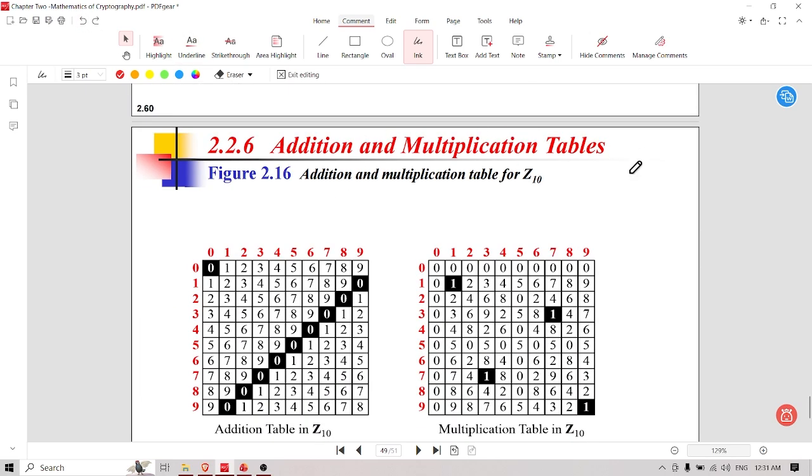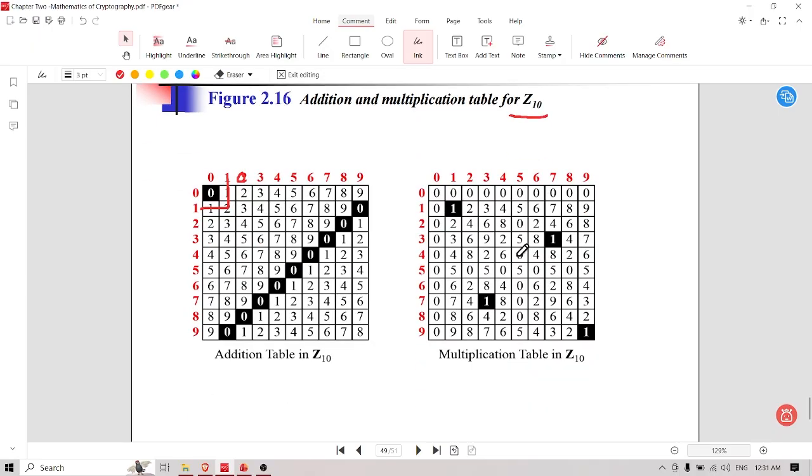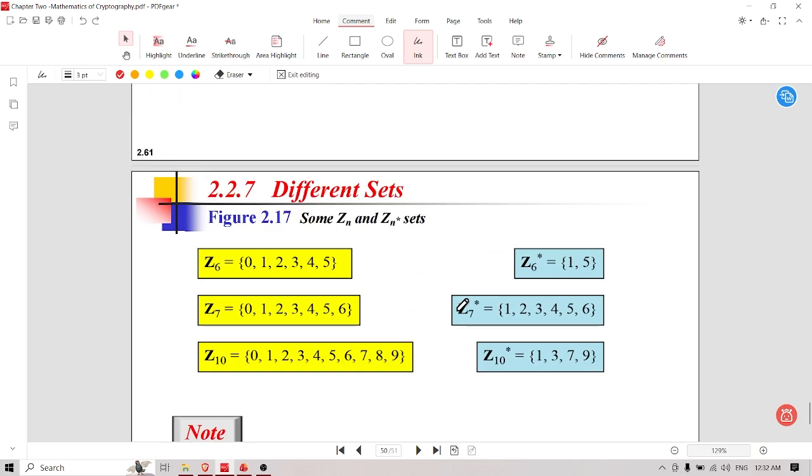Now addition and multiplication for Z10, you see that 1 plus 1 would be 2, 2 with 2 would be 4, and these are tens, 9 with 1, and so on. Then this is the multiplicative. The 1 with 3 would be 3, 3 with 2 would be 6, and so on. Just the multiplication and addition, nothing more.